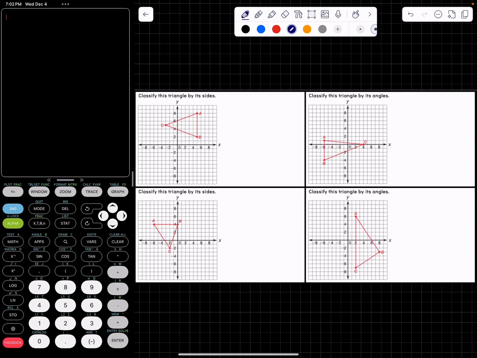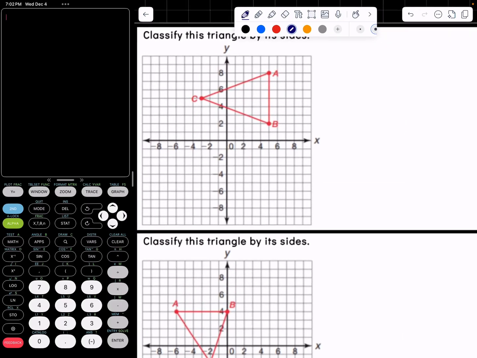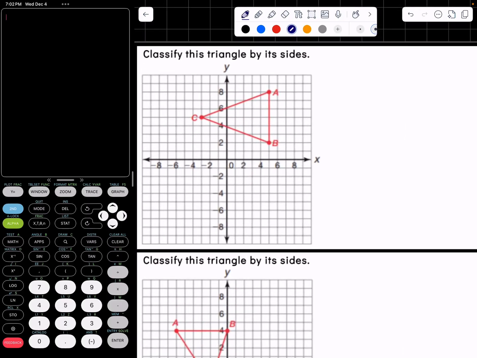So here we are going to be classifying different triangles by either their sides or their angles. We're given triangles on the coordinate grid, so we're going to be using that information to help us out. First things first, we've got AB as 1, 2, 3, 4, 5, 6.